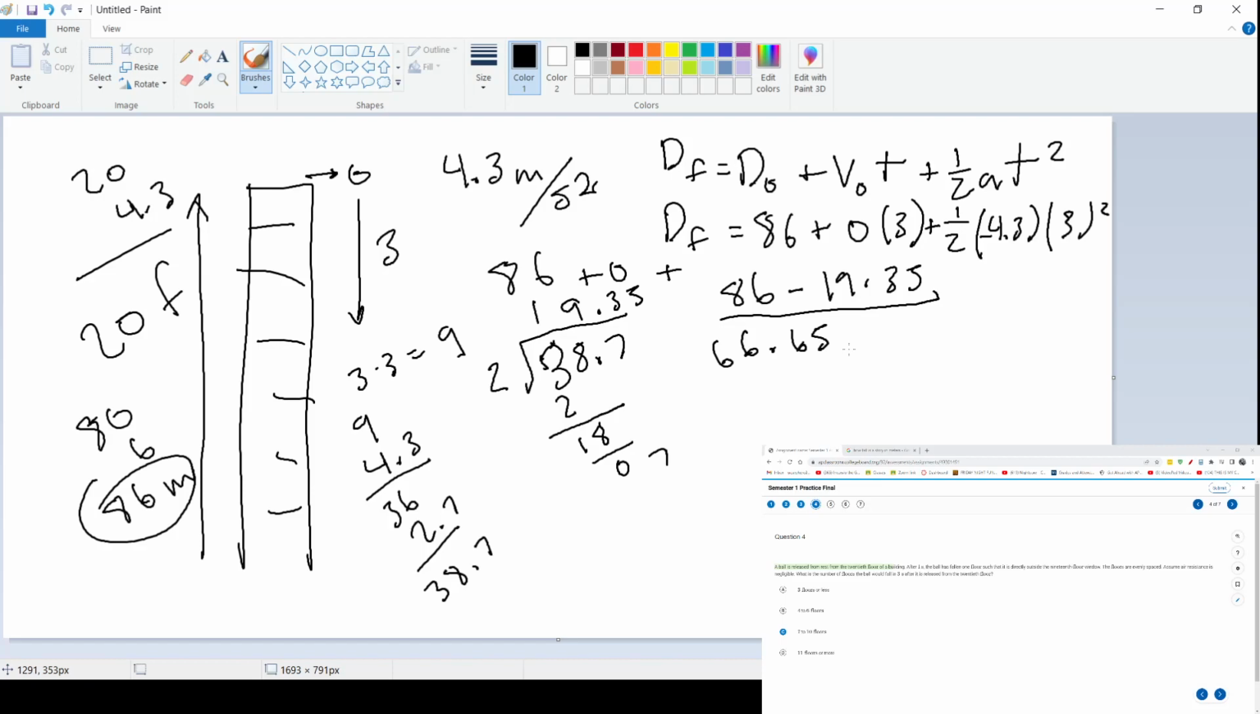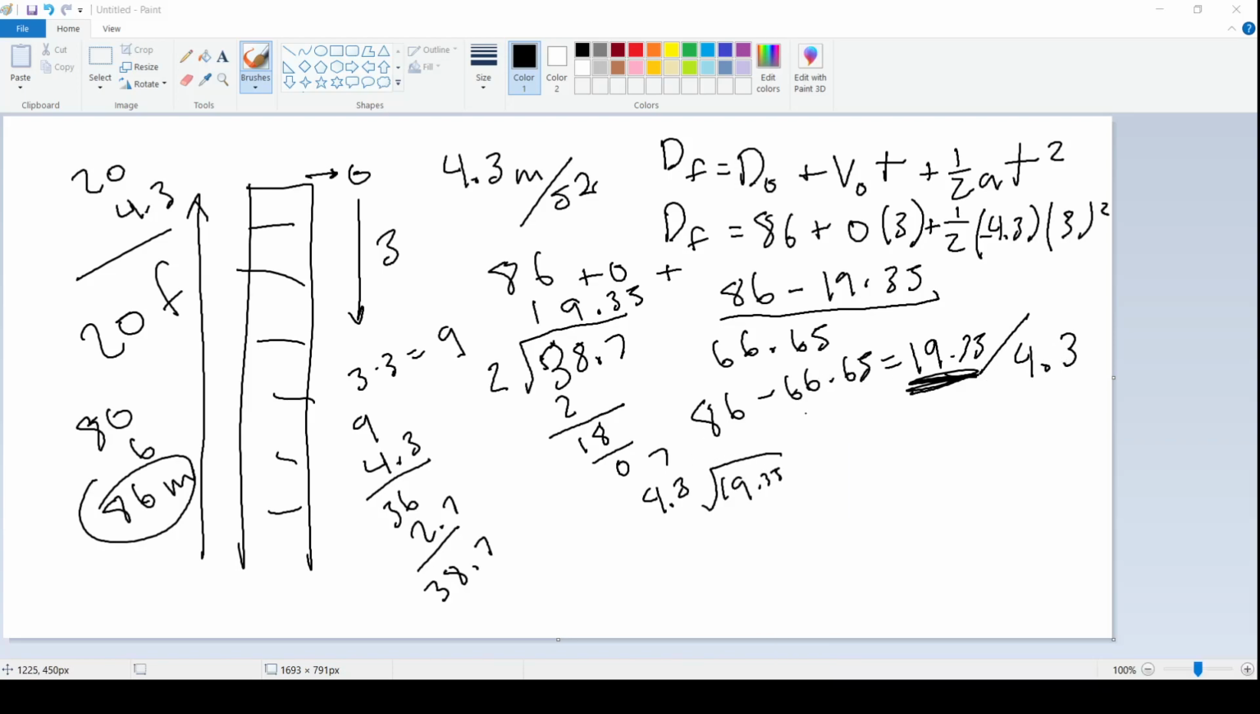Okay, so now that we have 66.65 meters, what do we do? How many floors is that, you might ask? Let's see. 4.3 equals 1 floor, so let's divide this by 4.3. Let's do the math. What did we get for our 19.35? Well, we got 4.5. That doesn't seem like a right answer.